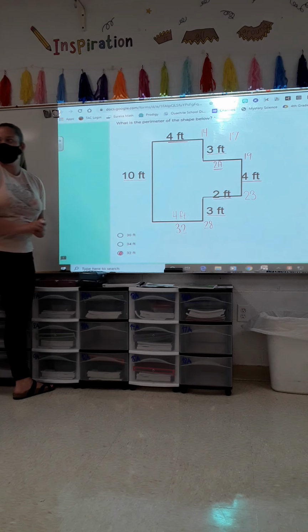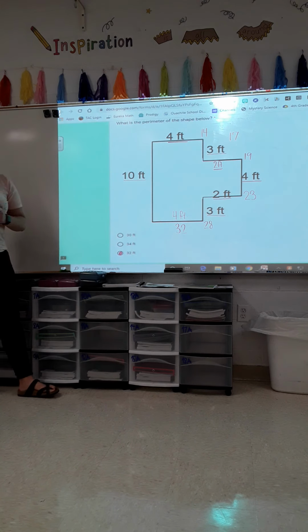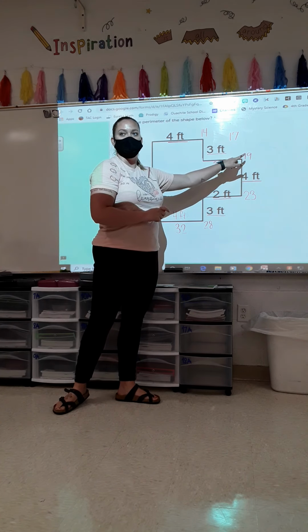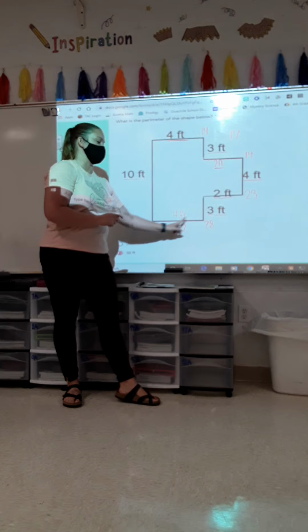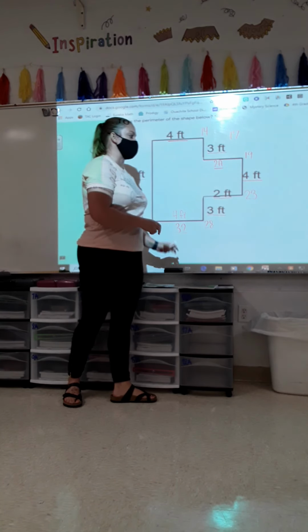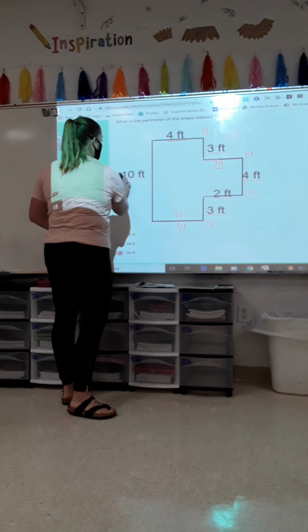I think I got that one right. Good. They tried to trick you on that, didn't they? Just because they didn't tell you what the measurement of this side and the measurement of this side was, doesn't mean that that side's not there. So you have to use what you know from the problem.